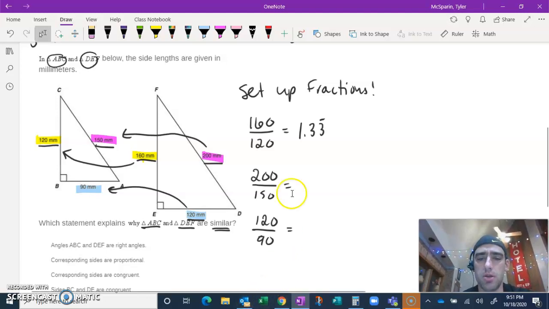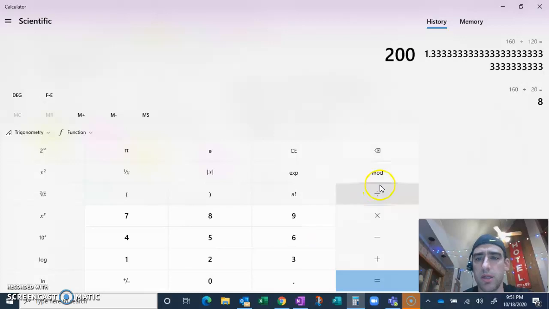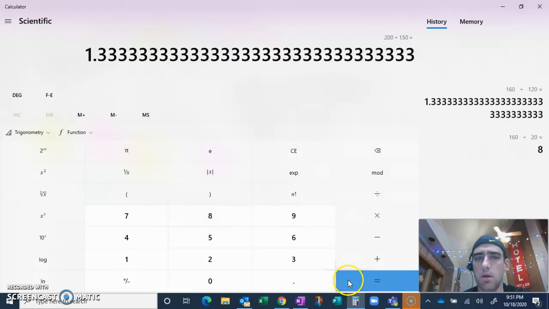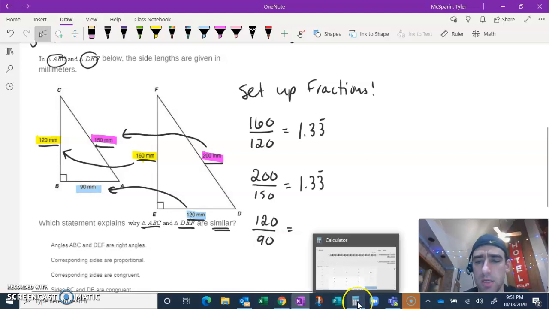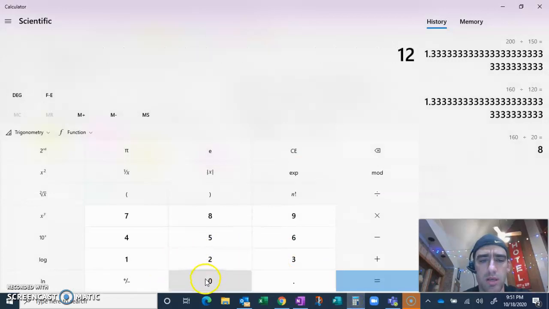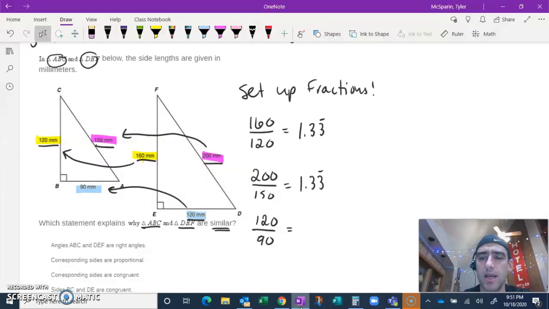1.33 repeating. 200 divided by 150. Let's do it. 1.333. Yes. All right, just one more. 120 divided by 90. Let's try it. 120 divided by 90 equals 1.333. Nice. Check it out.